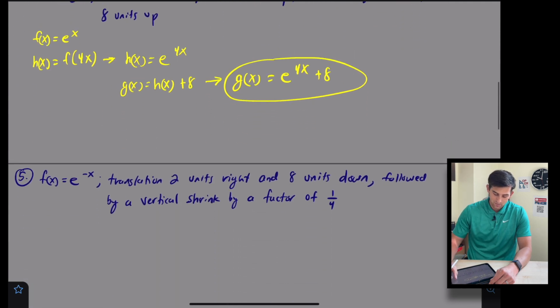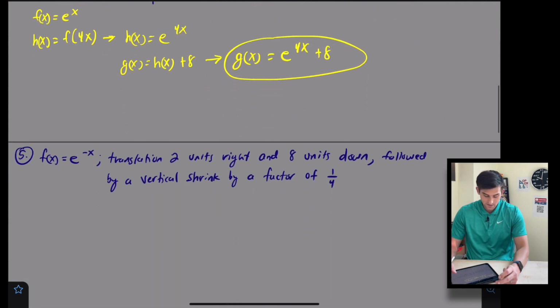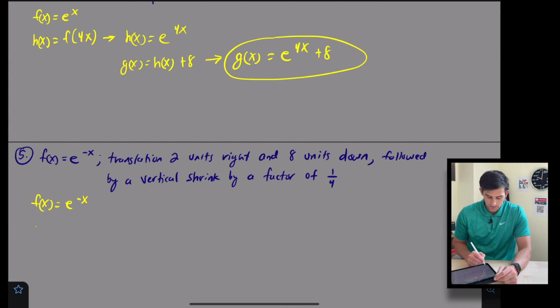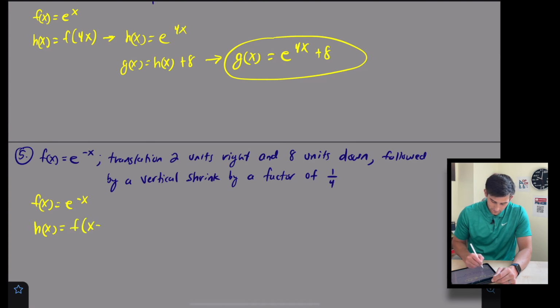All right, in our last example here, we're going to go with f of x is equal to e to the negative x. We're going to translate 2 units right, 8 units down, followed by a vertical shrink by a factor of 1/4. So let's write f of x is equal to e to the negative x. And we can actually do these translations in one step here. So let's go with h of x is equal to, and we're going to go 2 units right. So this would be the f of x minus 2, and 8 down, so minus 8.